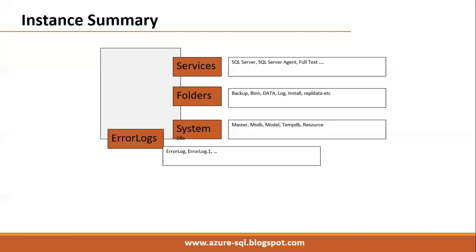Okay. So these are the four major components which we have to understand very clearly as a DBA. Every instance has its own services, its own folders, its own system databases where the metadata is there, and error logs here. Means what? If an error occurs in any database in the particular instance, that error is recorded here in the error log. Understood, right? That is the purpose of error logs. You have to understand. Clear, right? These four major components. Any doubts?